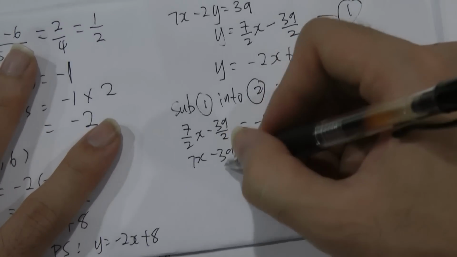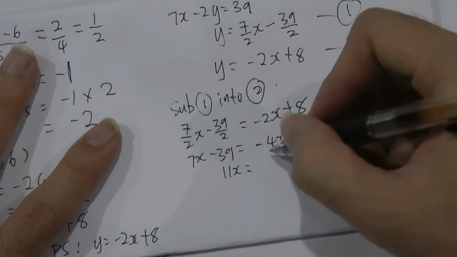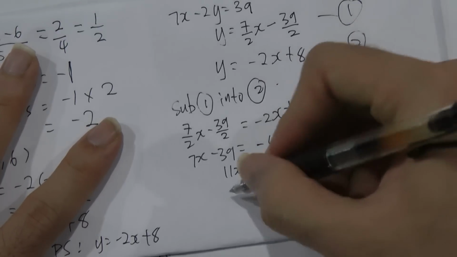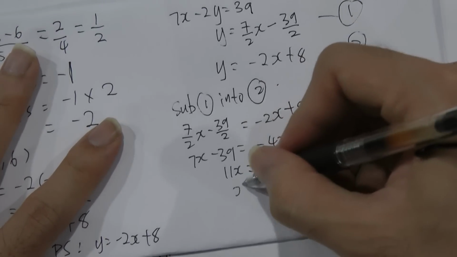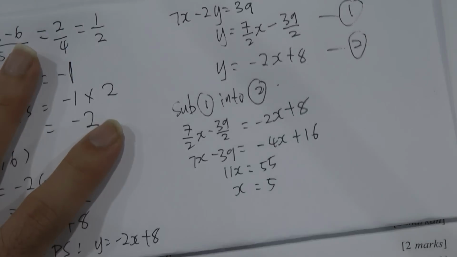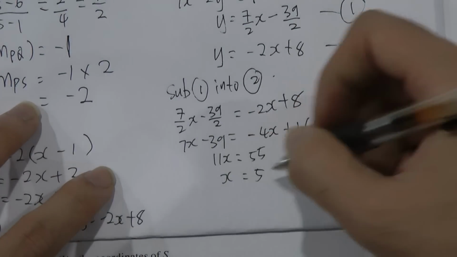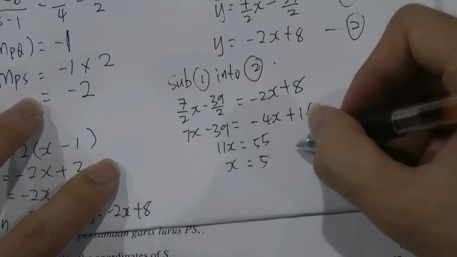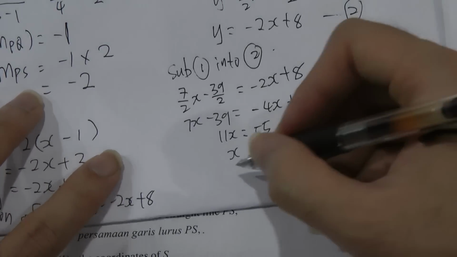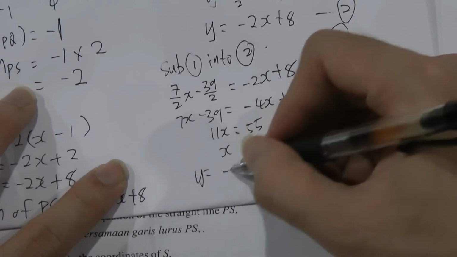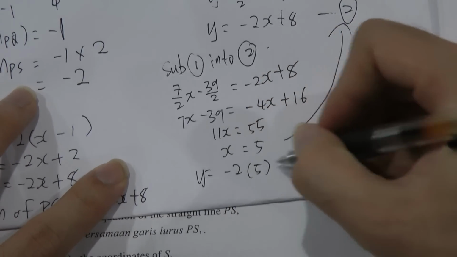Okay, I put them together. 11x will equal 55. So x will equal 5. We got the x coordinate for coordinate S. Then we substitute x, going back to equation 2. So y will equal negative 2 times 5 plus 8.